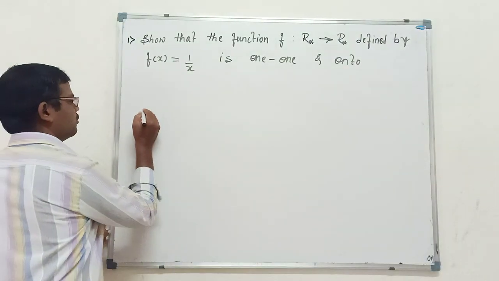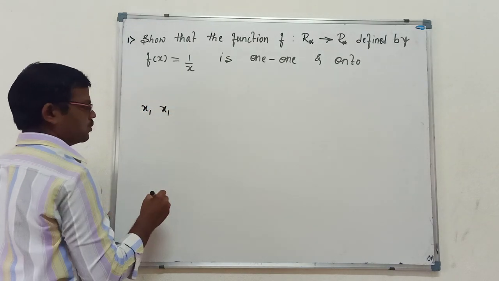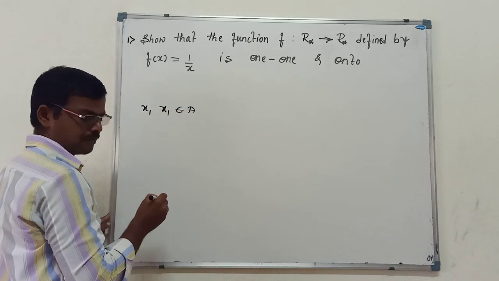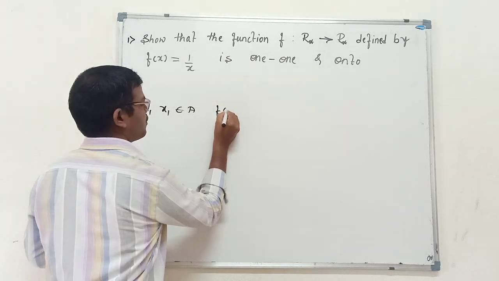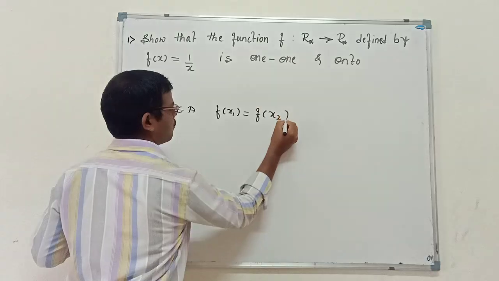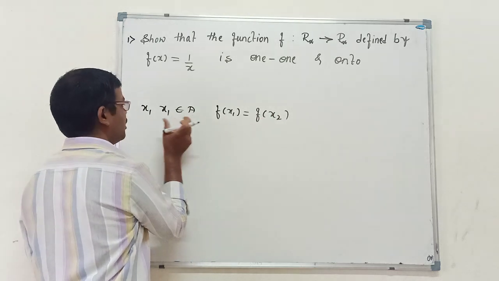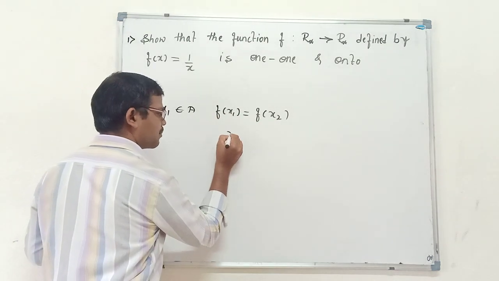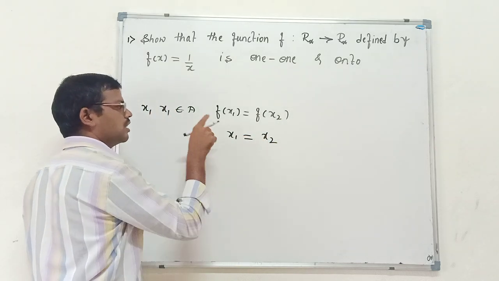How do we interpret that in a logical form? For that we will take two elements. Let me consider x1 and x2 are elements of the domain A, and we'll find their images. If the images of the elements of the domain are equal, then their elements are equal, and then we say that the function is one-one.